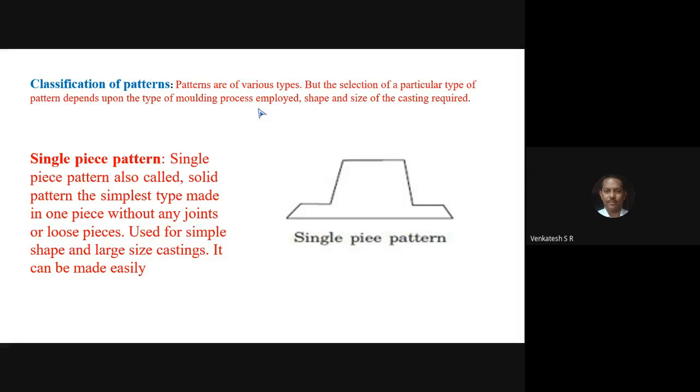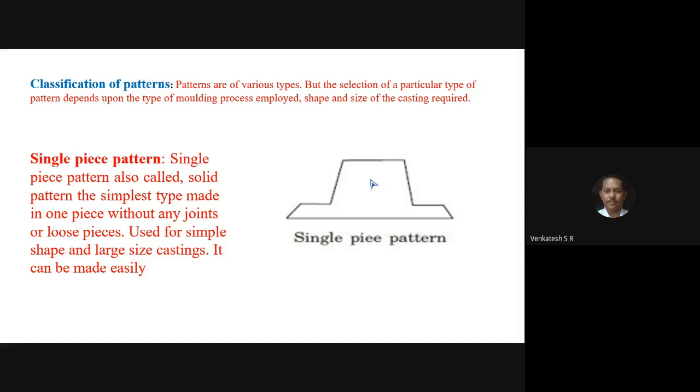Suppose you have this question in the examination, write minimum 5. Usually this question is for 5 marks, you write minimum 5 types of pattern. All of you observe here. First one, single piece pattern. This single piece pattern is usually made of wood or aluminium.